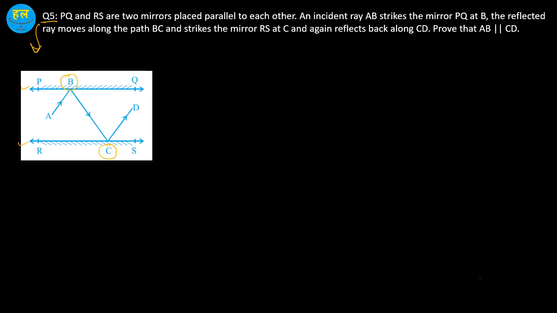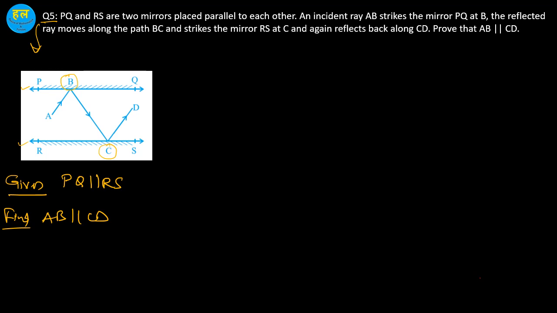So we have here two mirrors PQ and RS. A ray travels along the path AB and strikes the mirror PQ at B, and then moves along the path BC and strikes the mirror RS at C, and then moves along the path CD. So this is the same ray. Okay, so first we will write the given things. What is given? That PQ is parallel to RS. We have to prove AB parallel to CD.